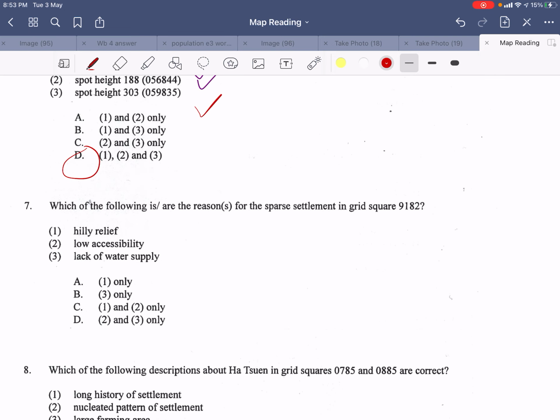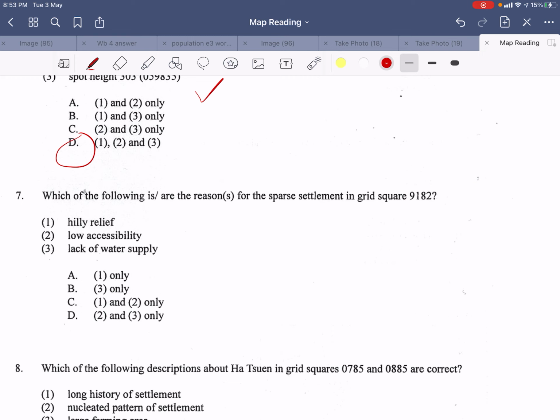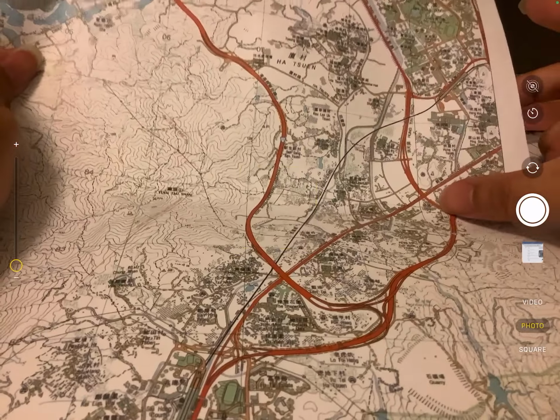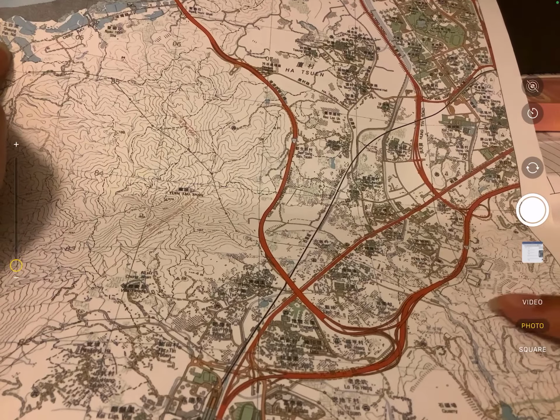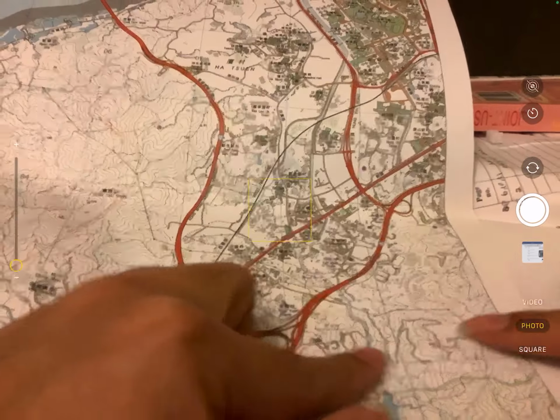Okay, which of the following are the reasons of the sparse settlement in grid square line 182? Line 182 should be somewhere like here. Oh, sorry, my cam is the other way round, right here. Line 1 right here, and then A2 right here. Why is there very few settlement in this square?